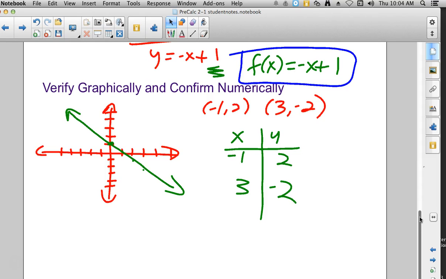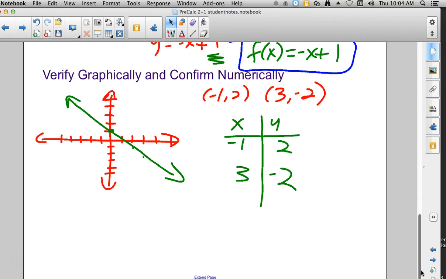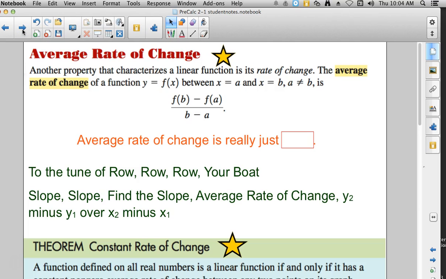So next up would be the important part of this, which is finding that slope. You know, that was kind of the first step as we went through this. And it is average rate of change. That's what it is. So another property that characterizes a linear function is its average rate of change. The average rate of change is, of course, the difference between the two y's over the difference between the two x's. An average rate of change is really just slope. You know? So don't let the average rate of change, or sometimes they just say rate of change, throw you. It's slope. It's what it is.